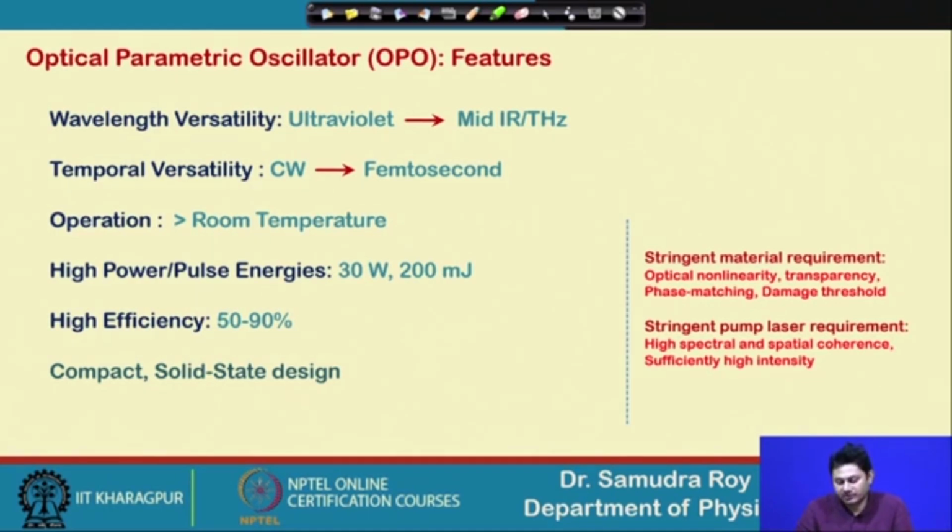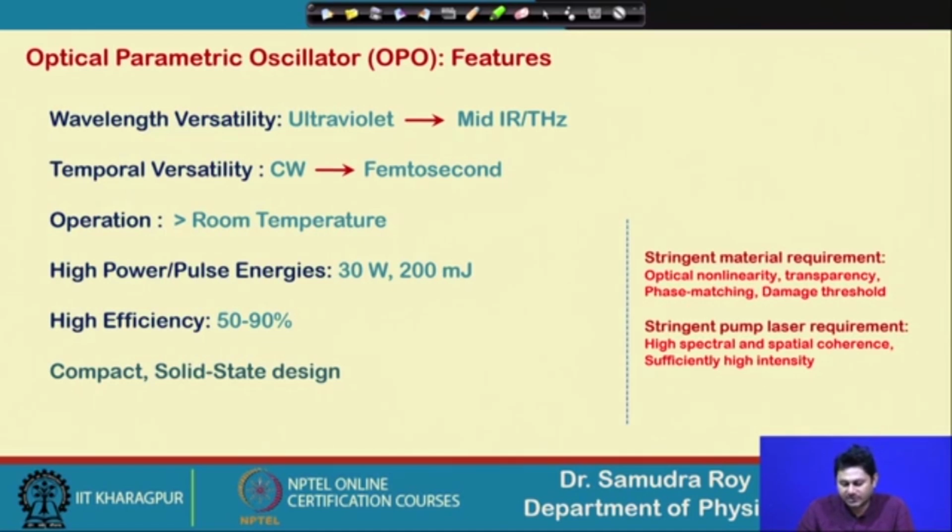But there are also a few drawbacks. I should not say drawbacks, but these are things one needs to be careful about. First of all, the stringent material requirement. If I make an optical parametric oscillator, then obviously we need to choose a proper optical material having a high amount of optical nonlinearity, and transparency should also be there, because at the end of the day I need the light to come out from the system. Phase matching is very important here, because in the previous classes we found that if the phase matching is there, that means delta k equals 0, then we have good efficiency, otherwise the efficiency drops radically.